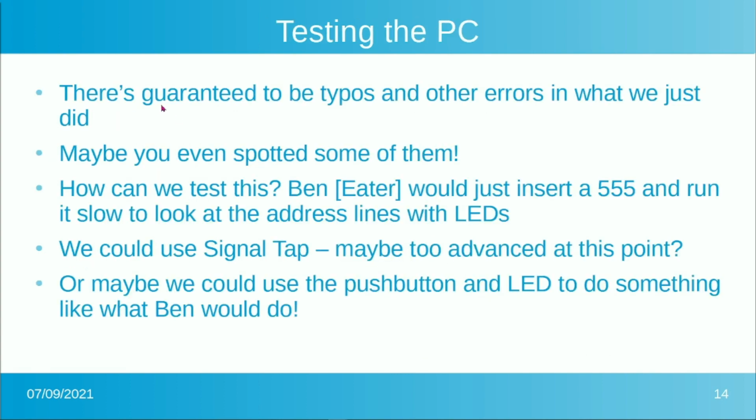Now there are guaranteed to be typos, and there was an error in what we did. I think I mentioned one of them, maybe you spotted others, but how would we test this function? Well, the first thing we can do is just compile everything, and when we compile it'll tell us if there are any compile errors. But if this was a Ben Eater video, he would just throw a 555 on it, crank it down to a slow speed, and look at it to see if the address lines are changing with a bunch of LEDs.